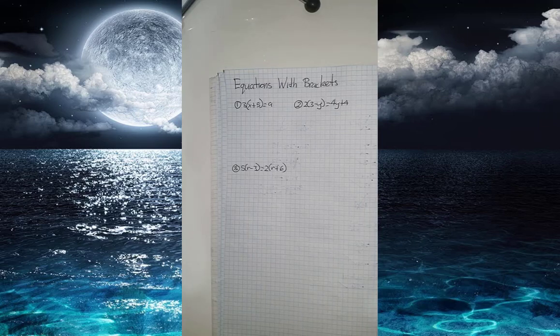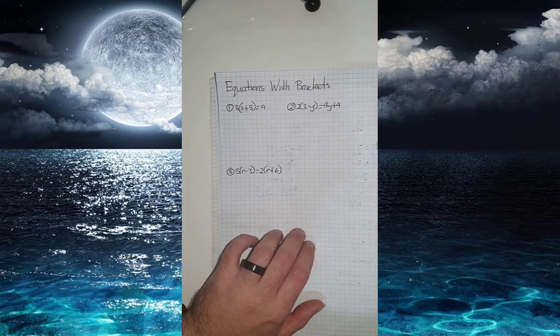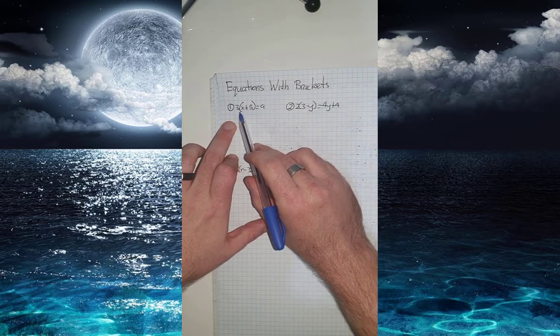From time to time, we might come across equations that involve brackets. Now, like with algebra, the first thing we need to do is get rid of these brackets. So we need to expand them. Now, this is done in the exact same way that we did with algebra. Okay, so let's have a look at a couple of examples.